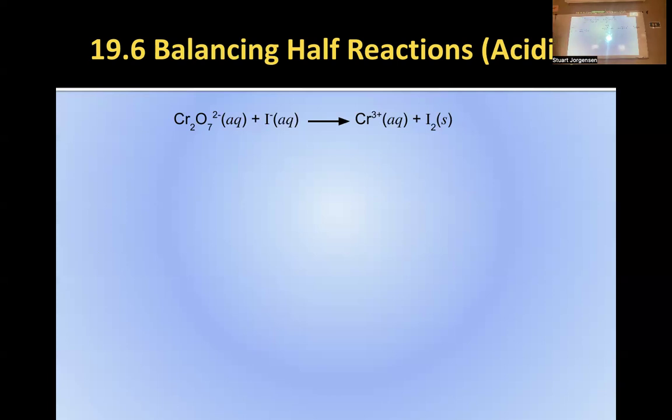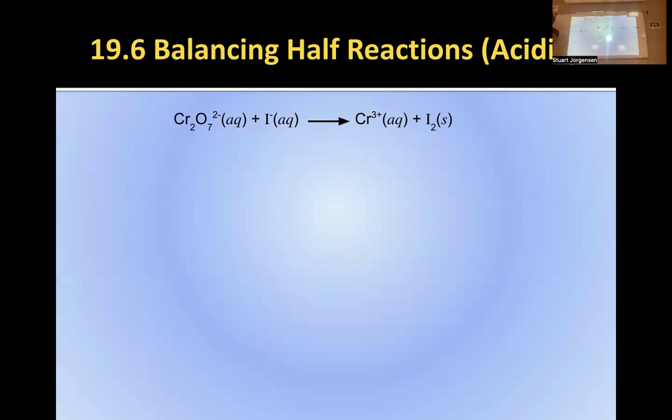All right. So how many H's do we need? 14. 14? We're going to snag 14 hydrogens floating around in the water on the same side as our electrons.